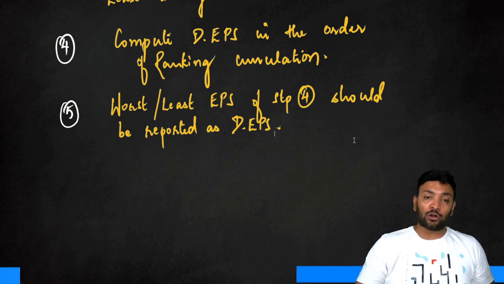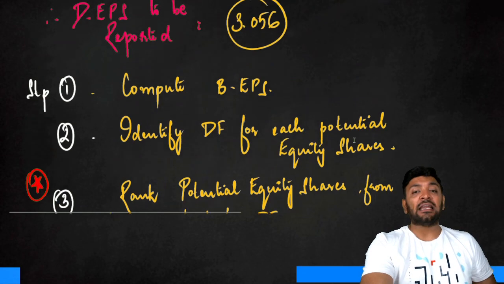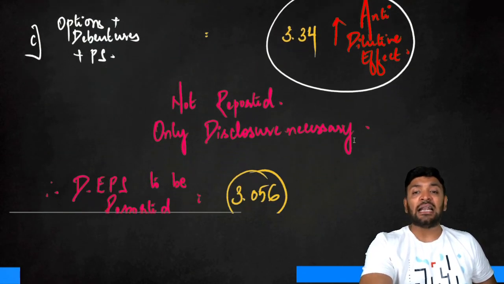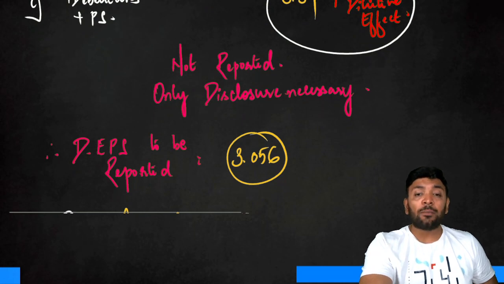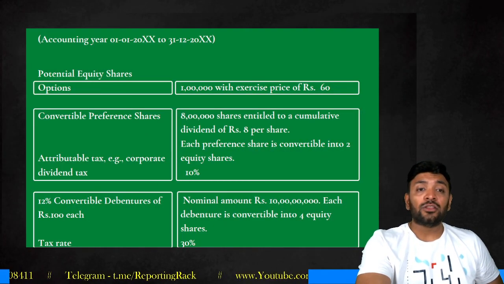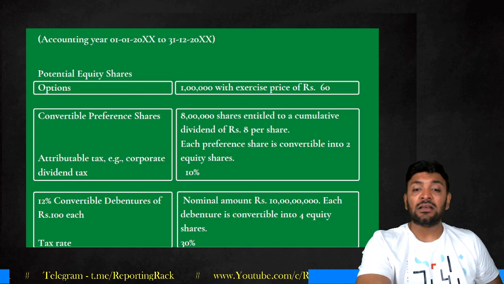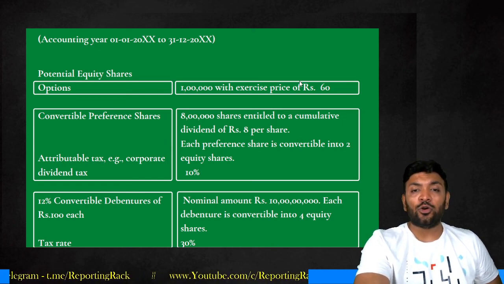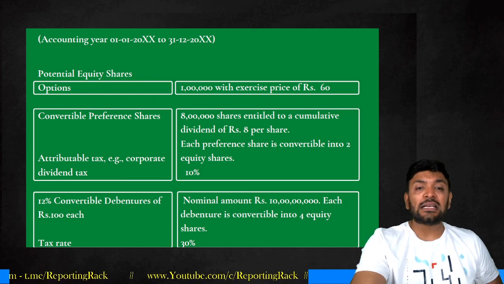If in case I have an increase in EPS, just like we had in the last case, it is called anti-dilutive effect, which should not be reported or presented, but it has to be disclosed. This is fundamentally the concept of diluted EPS, which is presented to you. And remember, guys, what we have tried to do here is one of the easiest of the steps.